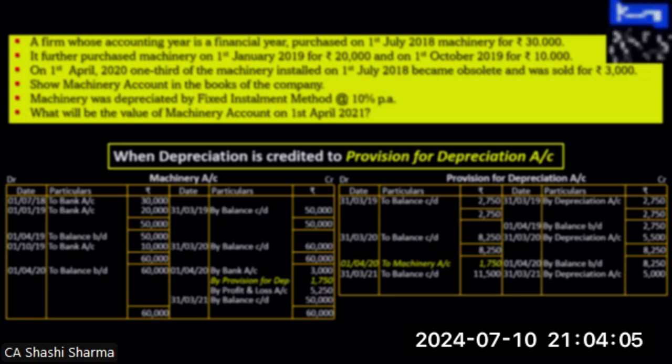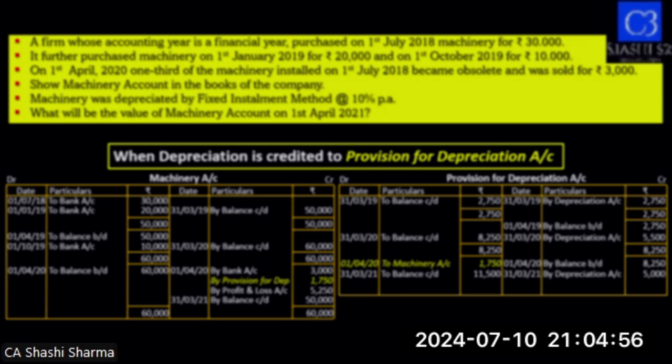But the difference is that the cost of the machinery and depreciation are being separately recorded in two different accounts. Depreciation is not being credited to the asset account. And this method is considered as better one than the previous one. The accounting standard relating to property, plant and equipment, AS10, issued by Institute of Chartered Accountants, suggests that this accounting method should be followed.